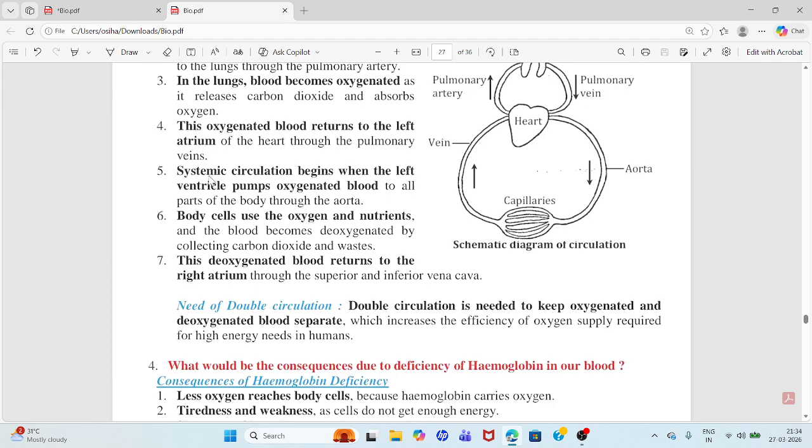Systemic circulation begins when the left ventricle pumps oxygenated blood. So blood cells use the oxygen and nutrients. This deoxygenated blood returns into the right atrium. Need of double circulation: double circulation is needed to keep oxygenated and deoxygenated blood separate, which increases the efficiency of oxygen supply required for high energy needs in humans.